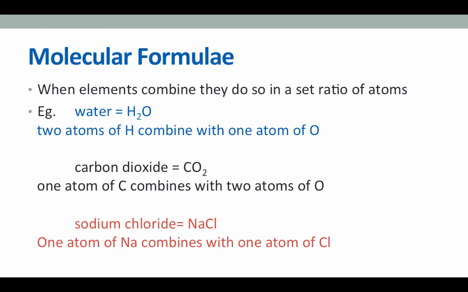You might also know that your regular table salt that you season your meals with is sodium chloride. And in sodium chloride, we have 1 atom of sodium combining with 1 atom of chlorine. And so it is written simply as Na for sodium and Cl for chlorine.